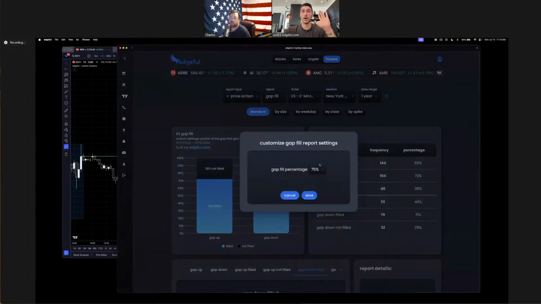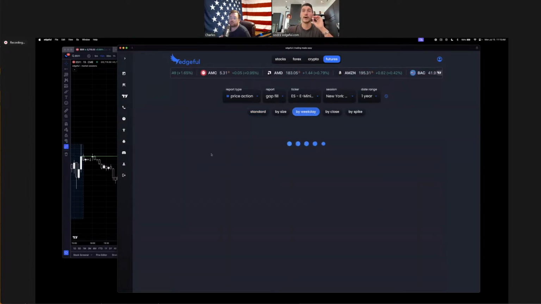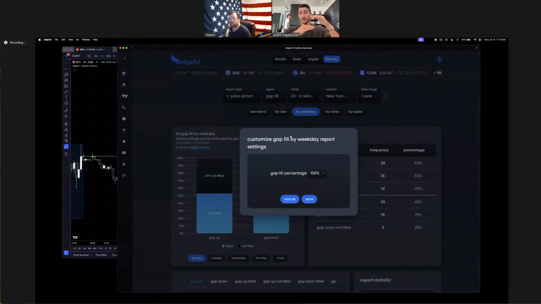Let's look at some other things now. Let me show you some of these other variants of the gap fill report, because there is really some interesting stuff, specifically by weekday. So I'm going here to the by weekday, and now I have Monday selected, and you can see that I'm looking at gap down here. 75% of the time when Monday opens below Friday's close, it has come up to touch Friday's close, and we're looking at 100% gap fill, by the way. We're looking at the full gap, not 50% of the gap.